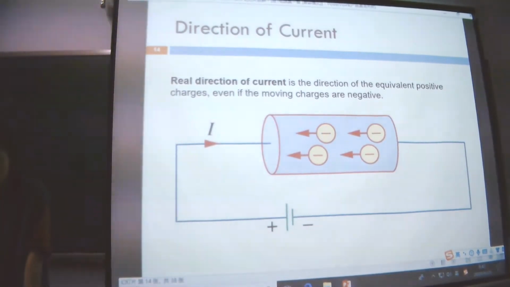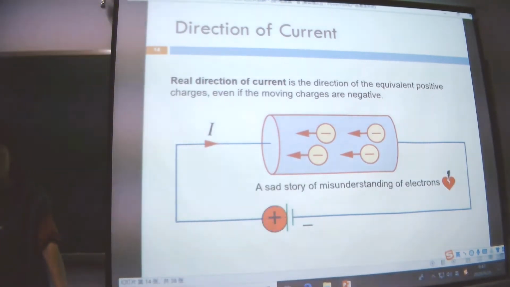Now we're going to look at the direction of current. From the definition, this is the electron direction and this is the current direction. The direction of current is the direction in which positive charges move, from high potential to low potential. That is the direction of current.